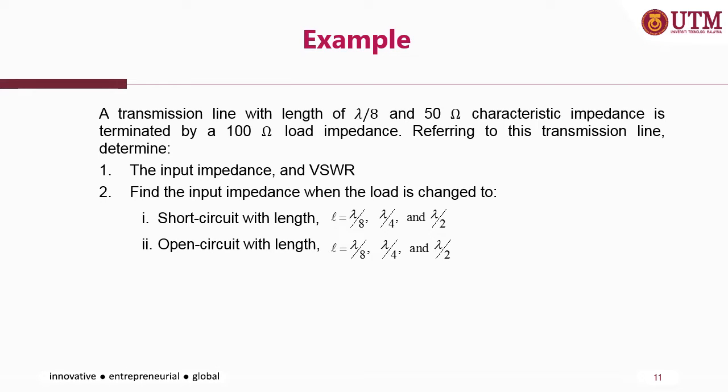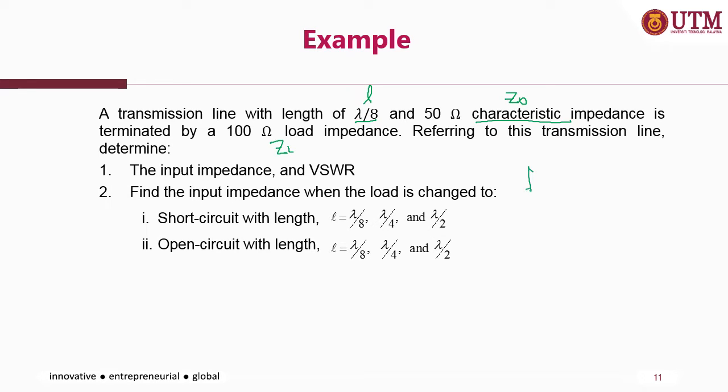Okay, let's look at an example. Before that, please make sure you have your Smith chart in hand with the protractor, compass, ruler, etc. Given a transmission line with length L equal to lambda over 8 and 50 ohm characteristic impedance Z0, terminated by a 100 ohm load impedance ZL, referring to this transmission line, determine the following.